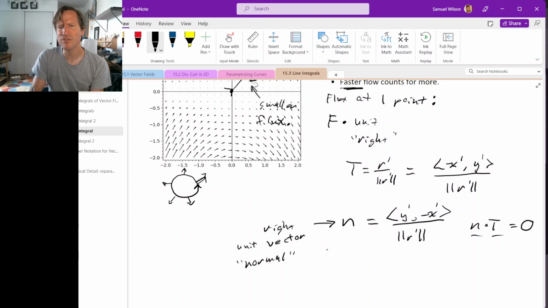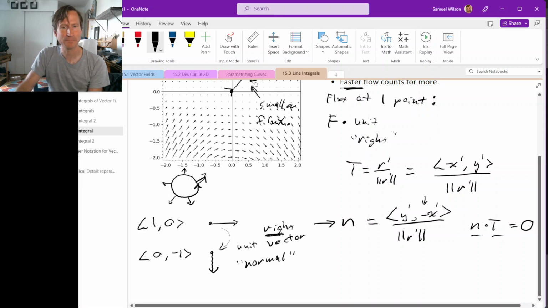To convince yourself that n points to the right and not to the left, one way to do that is just use an example. Take this vector, 1, 0, and then switch its coordinates and stick a minus sign on the second coordinate. You get a vector that is perpendicular to the one we started with, and it's been rotated to the right 90 degrees. So by sticking the minus sign on the second term here, we are getting a unit vector that is pointing to the right and not to the left.